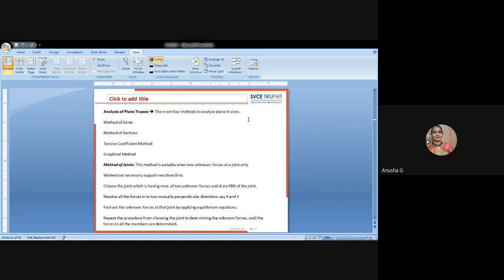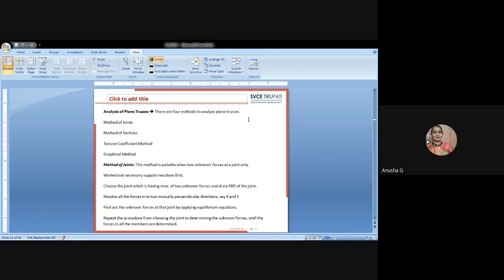Now we'll go for the first one, the method of joints. This method is suitable when only two unknown forces act at a joint. You have to calculate the support reactions first, and then choose the joint which has a maximum of two unknown forces, and draw the free body diagram for it. This type of problem we already solved in engineering mechanics for trusses.